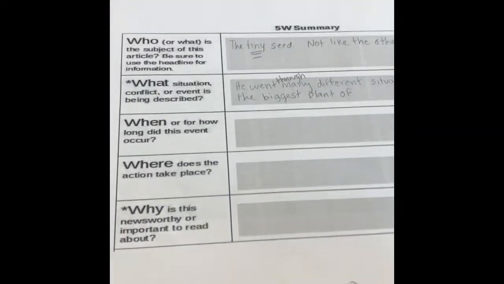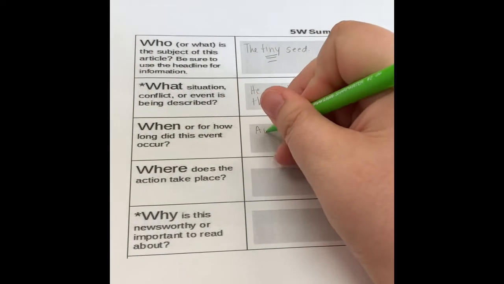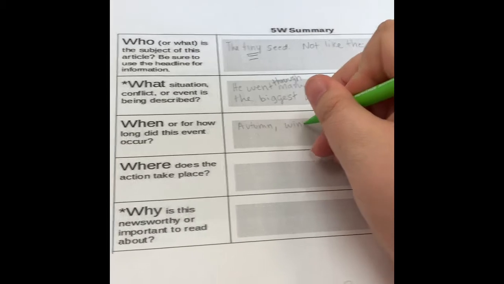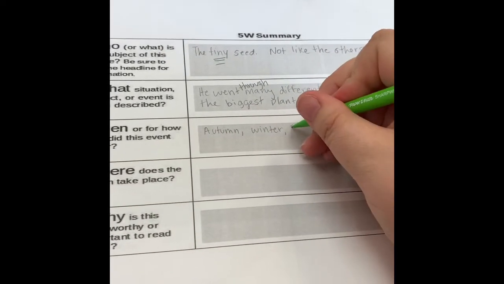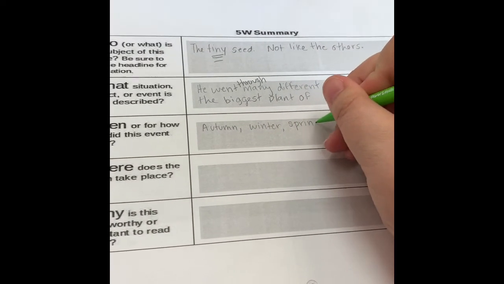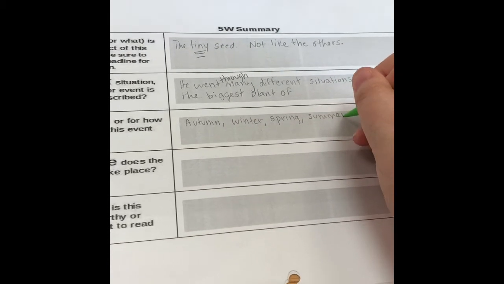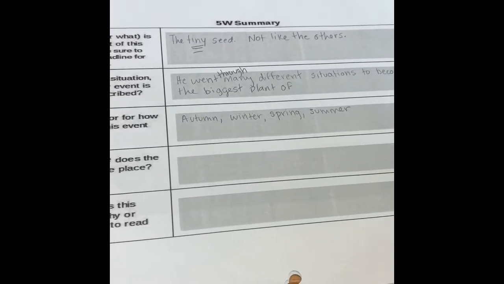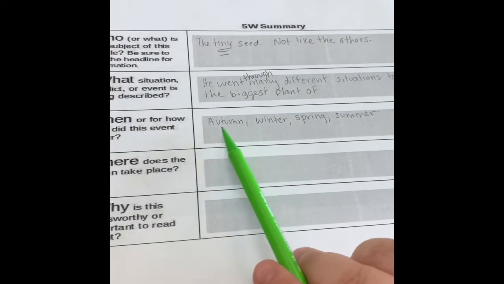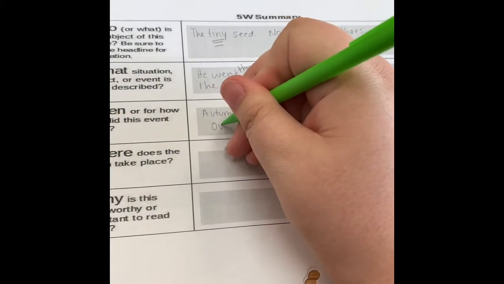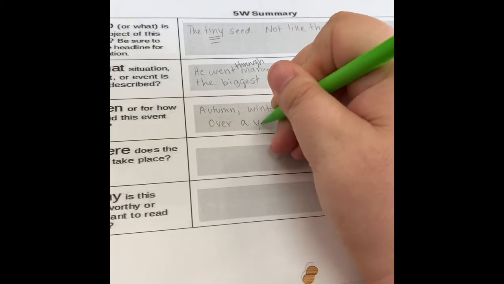Well, if I remember correctly, I remember it talking about autumn. And I remember it talking about winter. I remember it talking about spring. And I remember it talking about the sun being so bright that it burnt one of the seeds right up. So that was summer. So it would probably last, if I go through autumn, winter, spring, summer, I've gone through all 4 seasons. So it happened over a year.